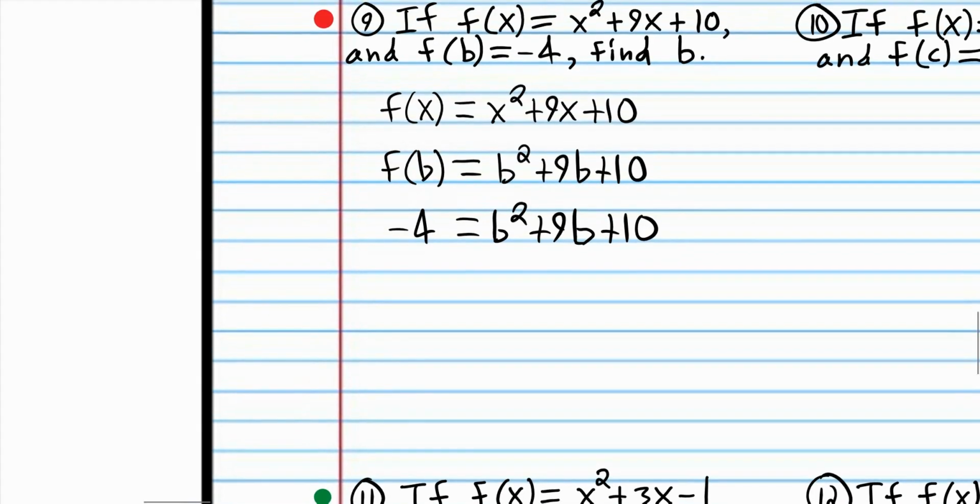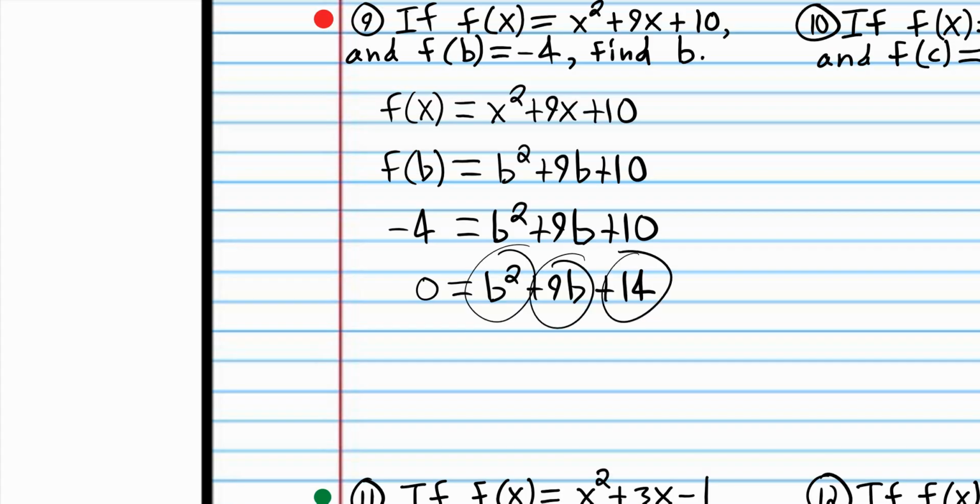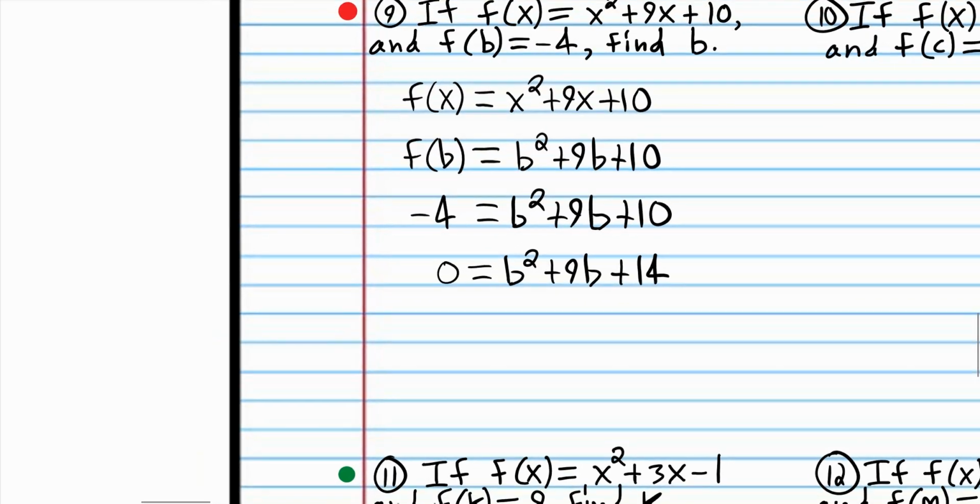In order for it to be in standard form, we have to have 0 on one side of the equation. So I have to add 4 to both sides of the equation. And we have to make sure that this term comes first, this second, and this third. So if these terms are rearranged in any way, we can't use our methods to solve the equation.